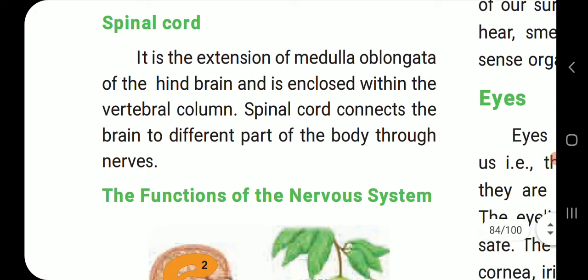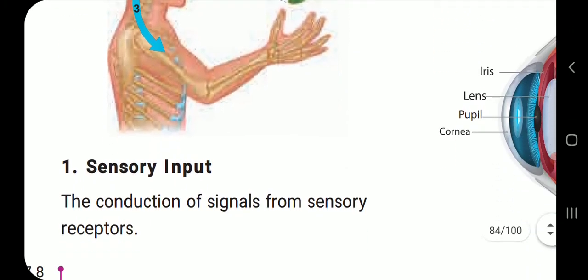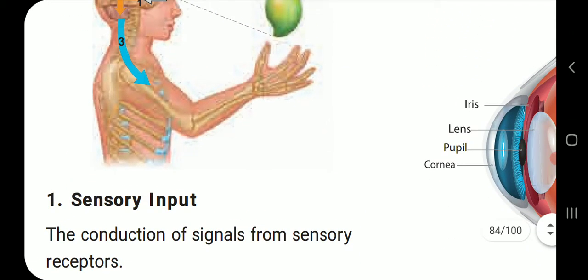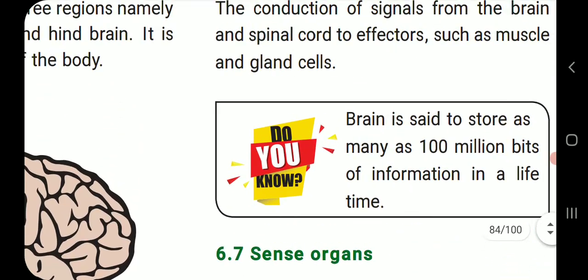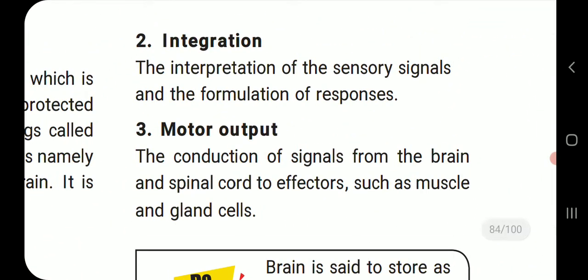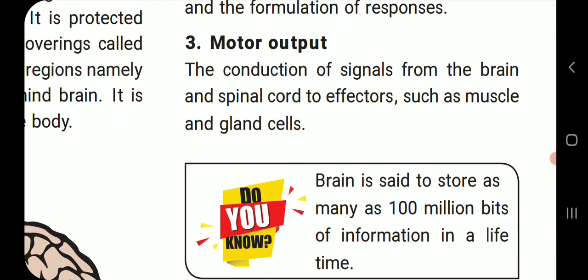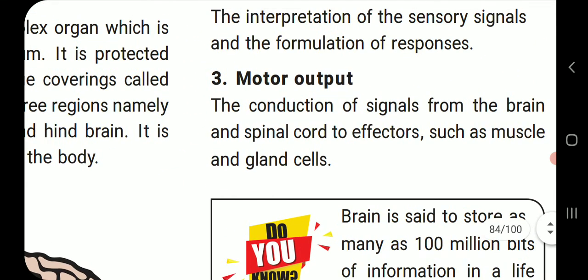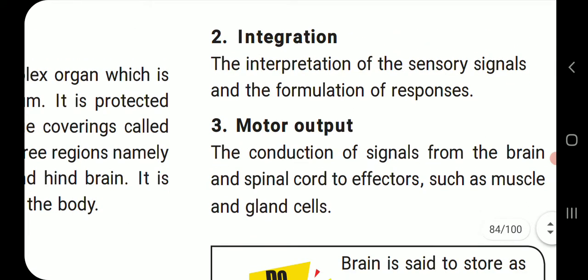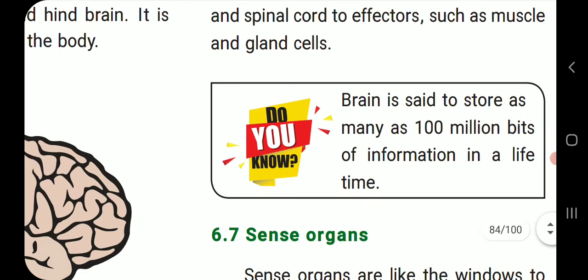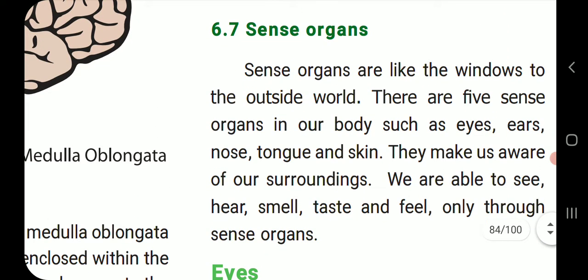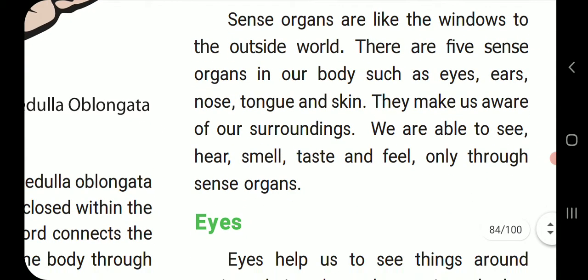Okay, the nervous system has three important functions, that is sensory input, and then the integration, and then the motor output. See, if you want to pluck a mango from the tree, it first senses, that is sees, and then integrates, brings the arms above, and then the motor output is it plucks. Then all the sense organs which we have discussed come under the nervous system.